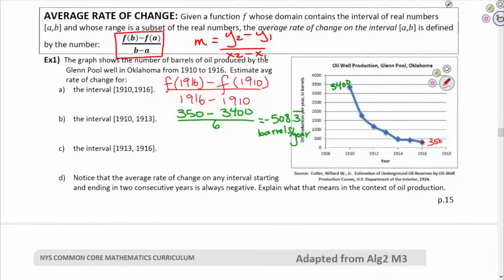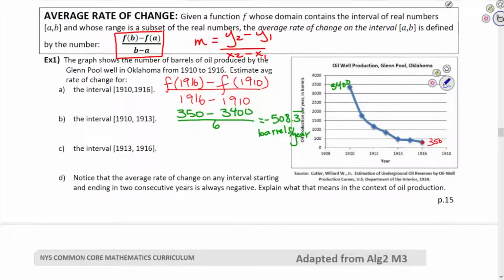Now, what does that mean? That means that on average, between 1910 and 1916, they're producing 508.3 fewer barrels per year. That's what that means. What that really is talking about is the slope of this line. If I drew a straight line from one end of the interval to the other end, what's the slope of that line? That just tells you the average rate of change within that interval. So it's a way of talking about slope on an interval in a curve.